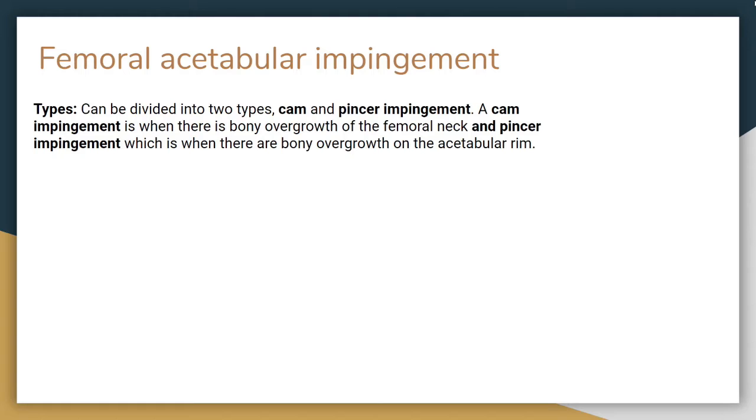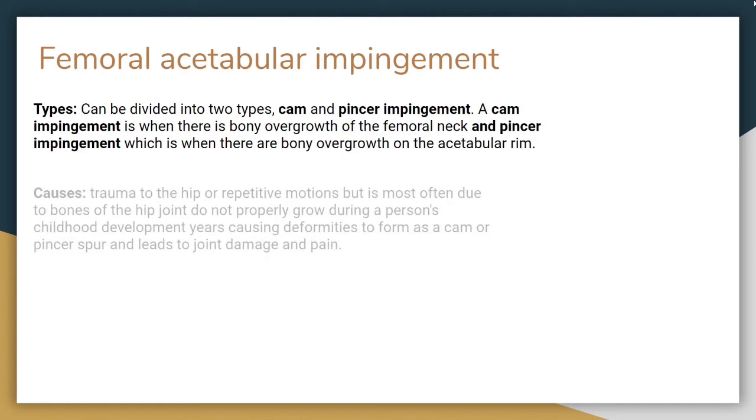The condition can be divided into two types known as cam or pincer impingement. A cam impingement is when there is bony overgrowth of the femoral neck, and pincer impingement is when there is bony overgrowth on the acetabular rim.